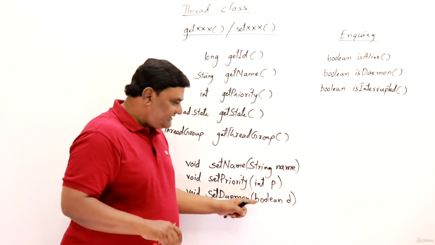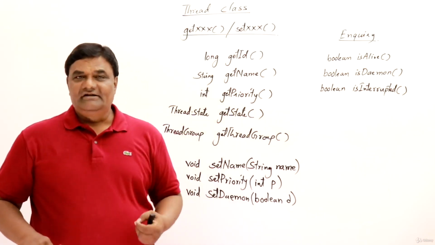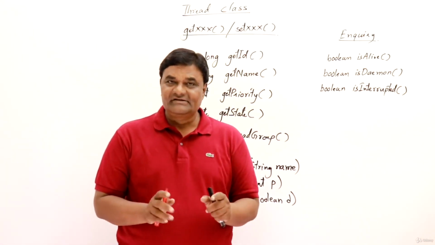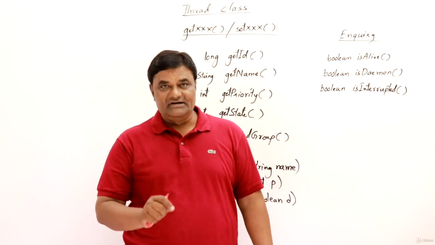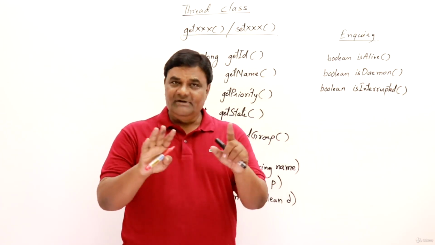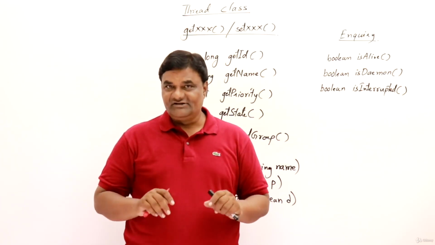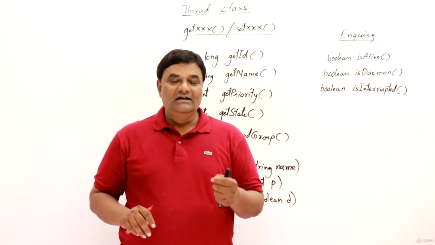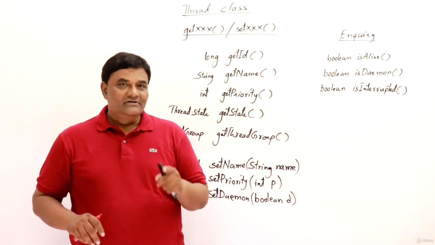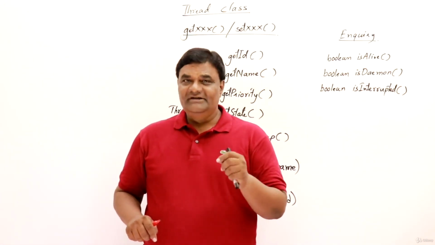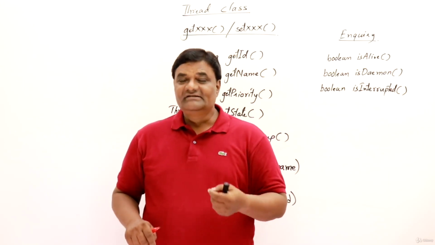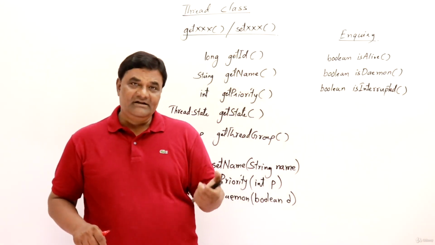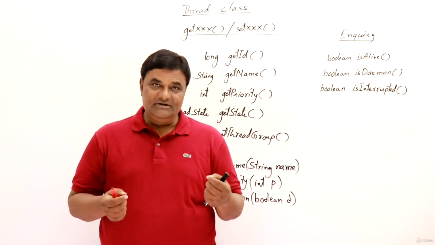The next is set daemon. So what is a daemon thread? A daemon thread is a background thread with least priority. It works in the background, doesn't have any user interaction, and it is of least priority. The best example is a garbage collector. Garbage collector, which runs inside JVM, is a daemon thread and it will run from time to time. So that is one example of a daemon thread.